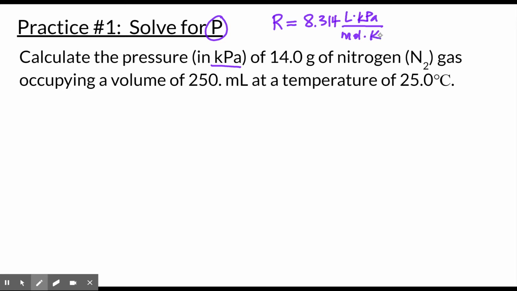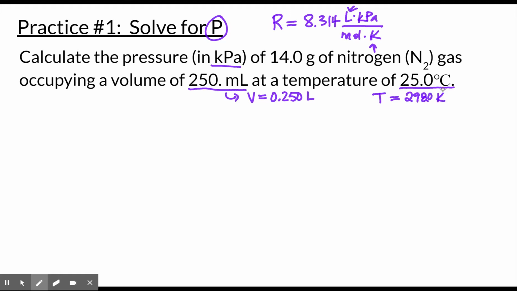If you look at the other units of the gas constant, you realize that there are some other conditions that you have to have in place. So, for example, your volume has to be in liters. Your given volume, however, is in milliliters, so we're going to convert this right now to 0.250 liters. Your temperature is given in the problem as 25 degrees Celsius, but the unit for temperature in the gas constant is Kelvin. So the temperature in Kelvin for 25 degrees Celsius is 298 K.